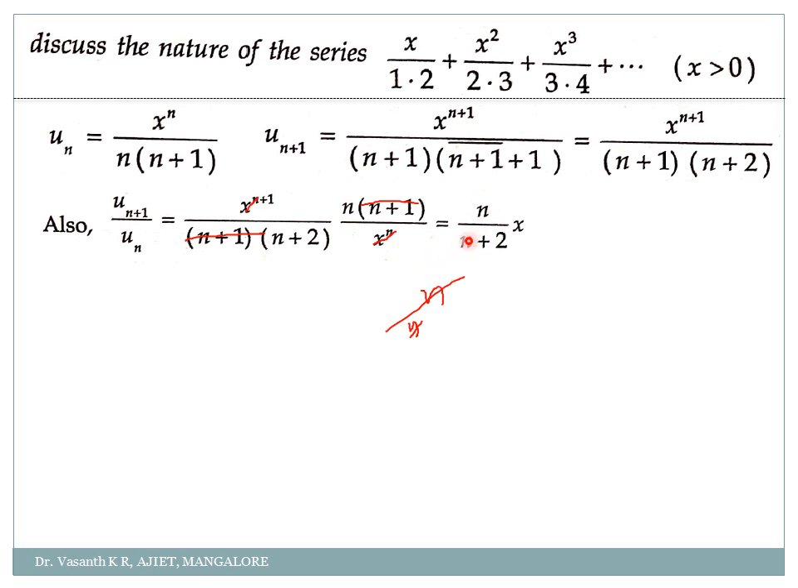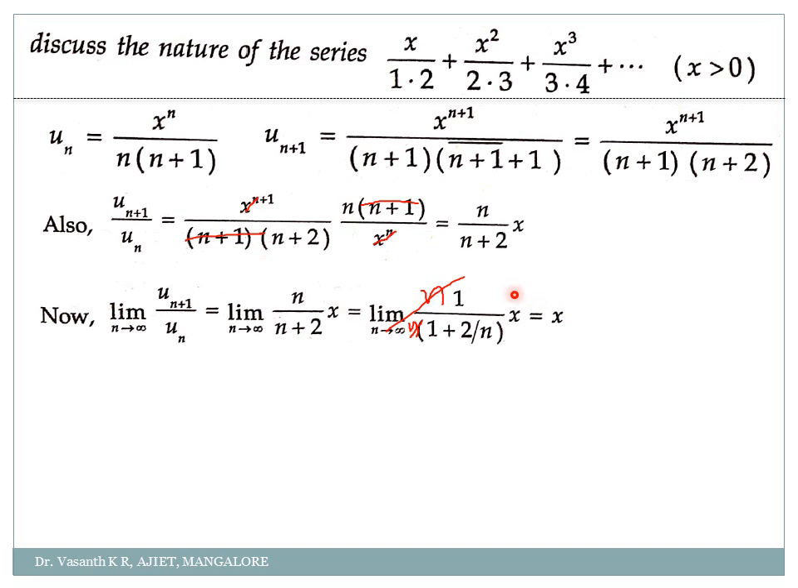So here, n divided by n plus 2 will remain and x will remain. Yes, proper, I am sorry. It's proper. So here, when x power n gets cancelled, x will remain, correct, and n is here, divided by n plus 2. Clear? Now what to do?